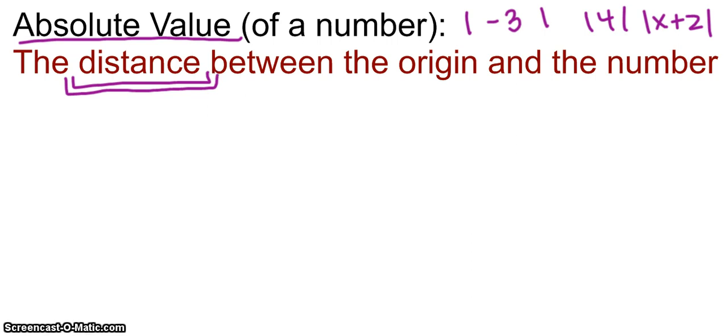So officially, absolute value is the distance between the origin, so that point (0, 0), or 0 on a number line, and the number itself. So distance, distance, distance.